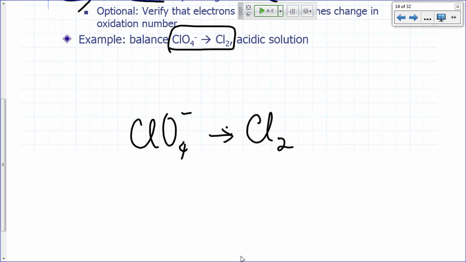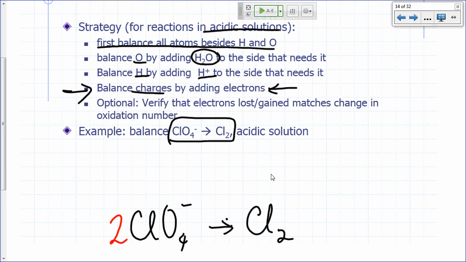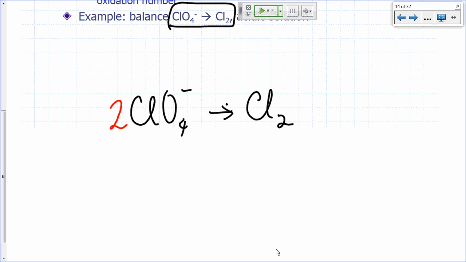Now, what was the first thing we need to do? Balance all the atoms besides oxygen and hydrogen. So what's the only atom here that's not hydrogen or oxygen? Chlorine. How do I balance my chlorine? I need 2 there, right? 2 chlorines on the left, 2 chlorines on the right. So now, next step: once you balance your chlorine, you balance your oxygen, right? How do I balance oxygen? How many oxygens do I have on the left? 2 times 4, that's 8 oxygens, right? So I'm going to need 8 oxygens here.